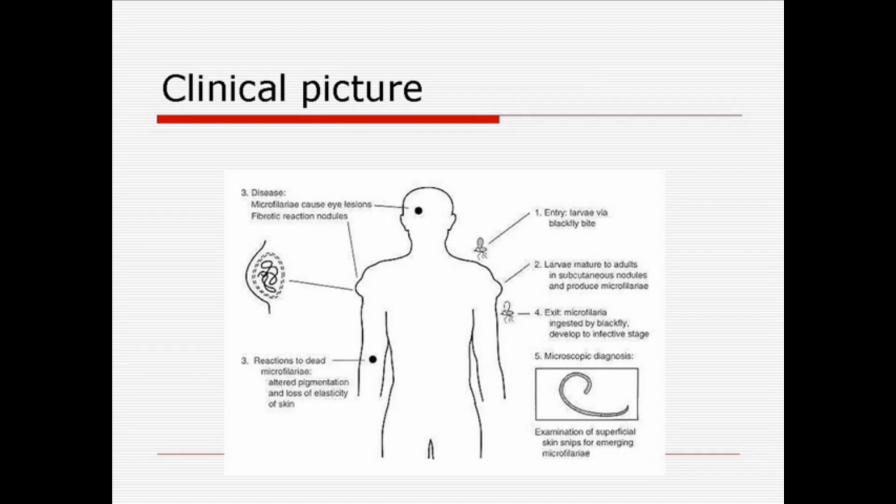After ingestion, the microfilaria migrate from the black fly's midgut through the hemocoel to the thoracic muscles. There the microfilaria develop into first-stage larvae and subsequently into third-stage infective larvae. The third-stage infective larvae migrate to the black fly's proboscis and can infect another human when the fly takes a blood meal.